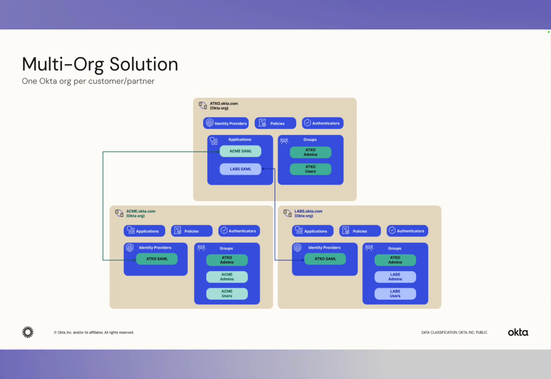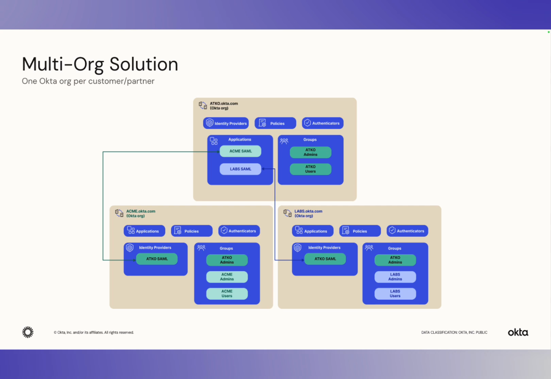The child organizations would be representing the actual B2B customers themselves, which in this case is Acme and Labs, who will also have administrators that can provide capabilities to manage their own users. For example, you'll see Acme admins. Those admins can manage their own users, their own applications, their own policies.